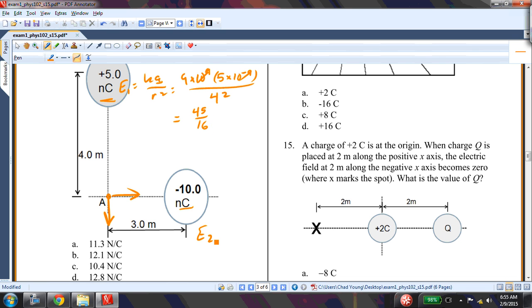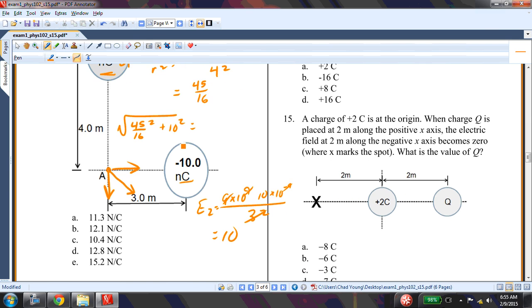And then I'll call this E2. It is equal to 9 times 10 to the ninth, times 10 times 10 to the minus 9. Notice I'm not putting the signs in there. Over 3 squared, that cancels, I'm left with 10. All right, and then I do the square root of these because I want to know the resultant of this vector. So I say the square root of (45 over 16) squared plus 10 squared. I get 2.8.